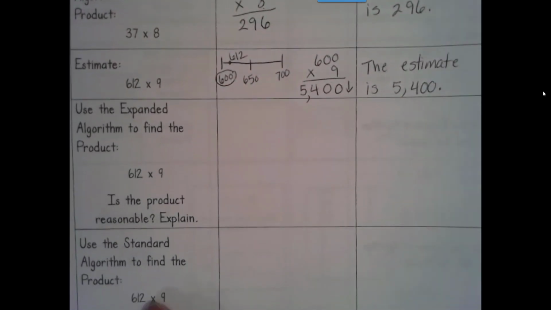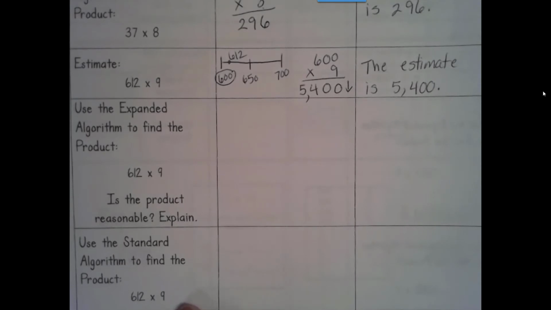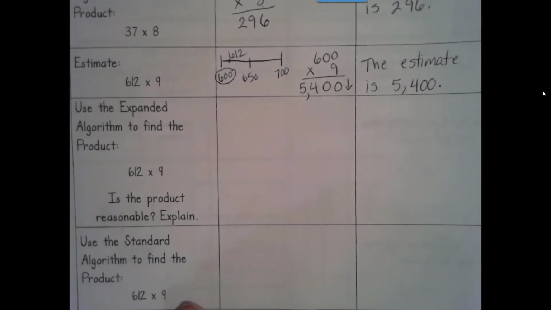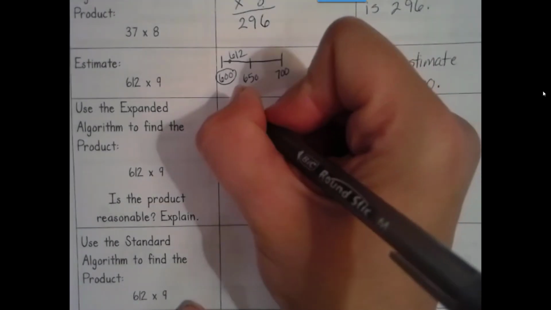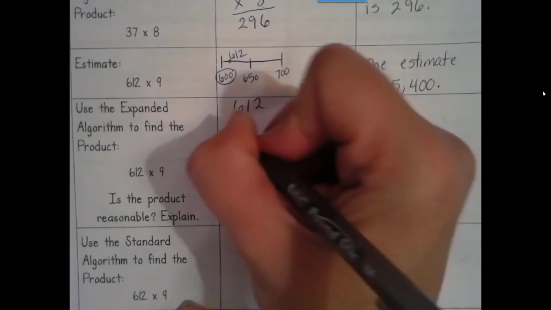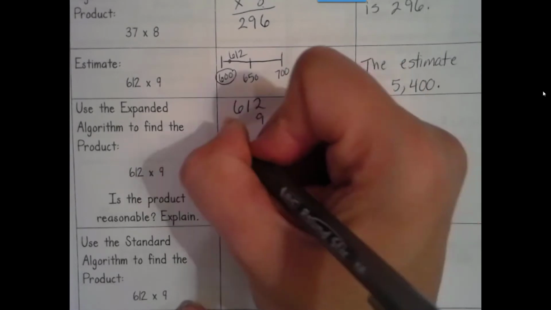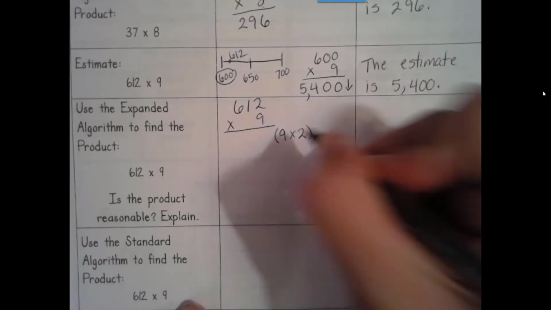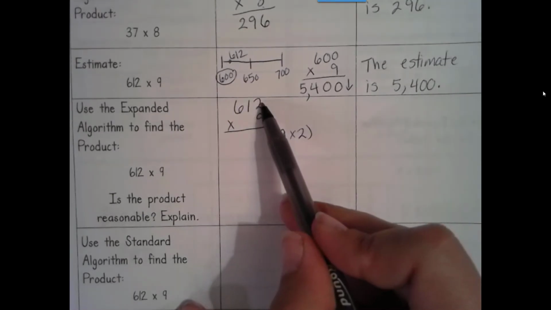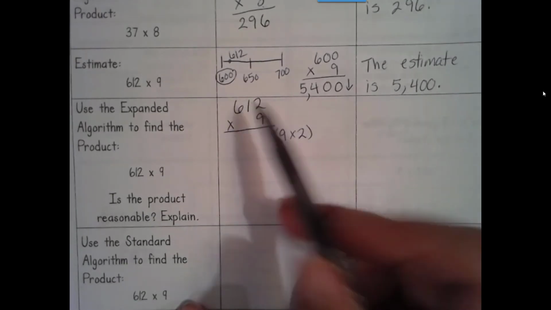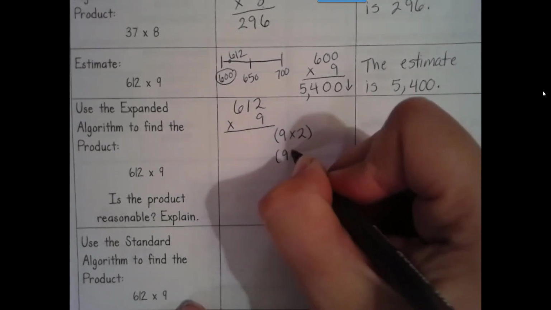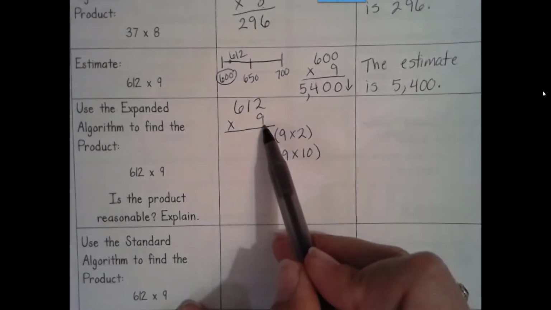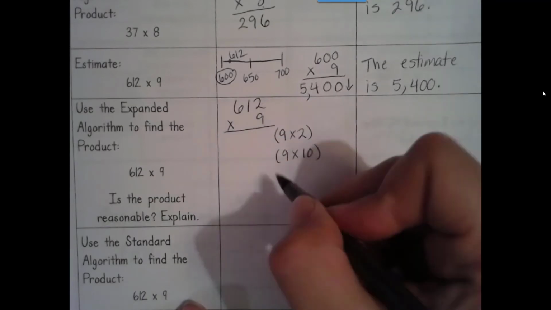All right, so now we're going to use our expanded algorithm to find the actual product, and we're going to check with our estimate to see if it's reasonable. 612 times 9. So first we have 9 groups of 2. Then we're going to do 9 groups of 10. And then 9 groups of 600.